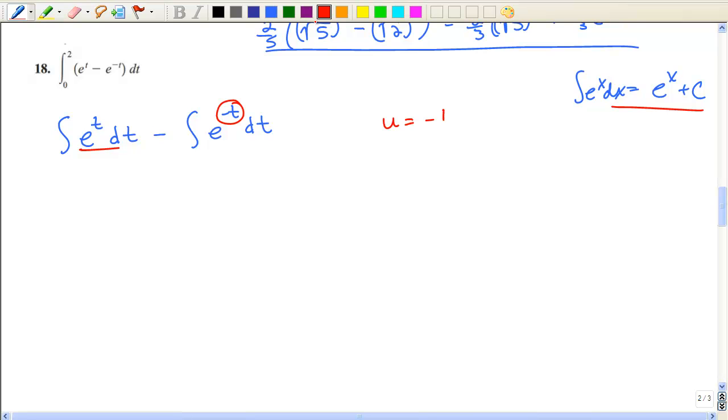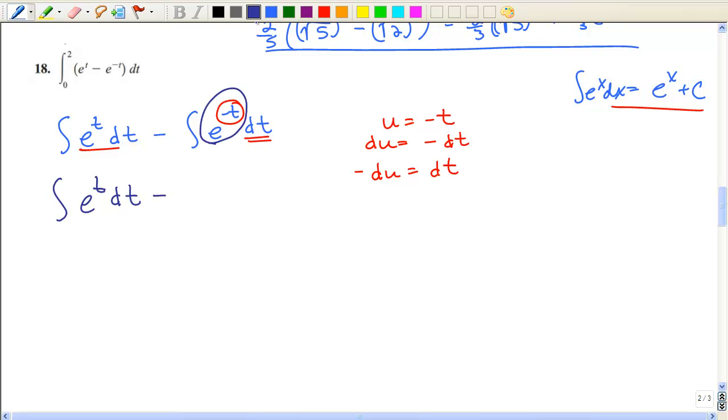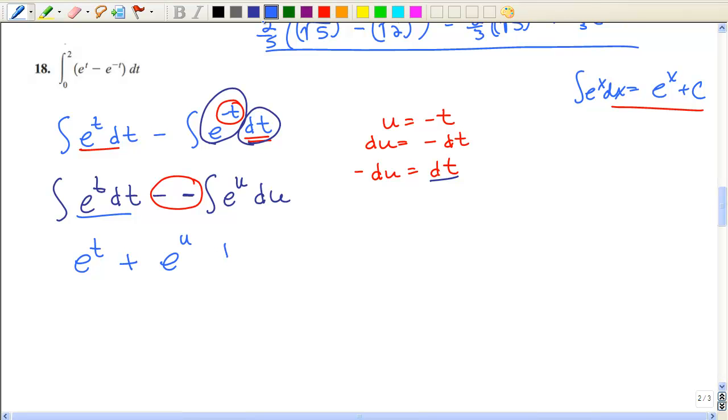So if I let u equal to negative t, then du is negative dt. And I just want to solve for dt, so if I divide both sides by negative 1, let's go ahead and write this. This is e to the t dt minus, right, this would be the integral of e to the u, and then dt right here is a negative du. So I've got a negative here du. So that's going to become plus. This just integrates as e to the t plus, that's e to the u.